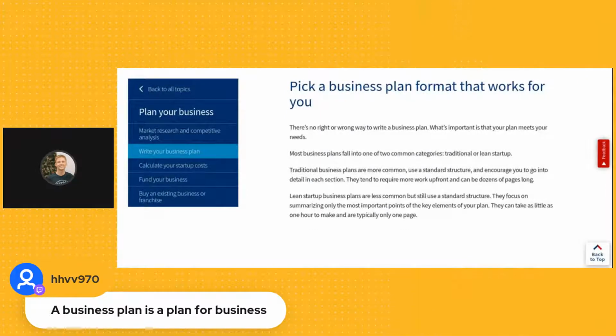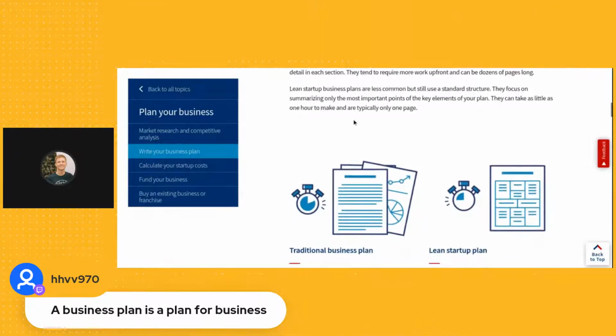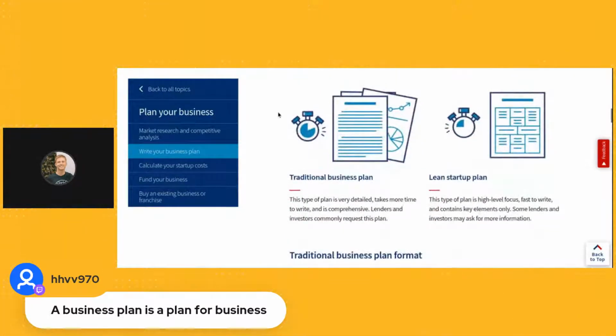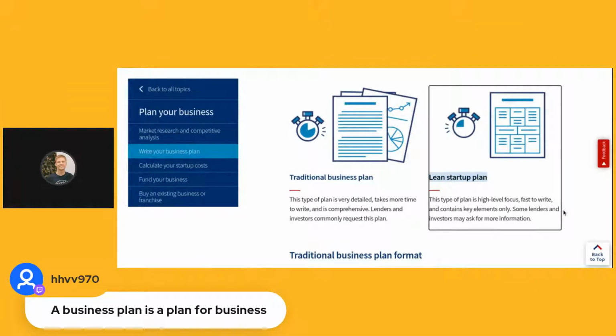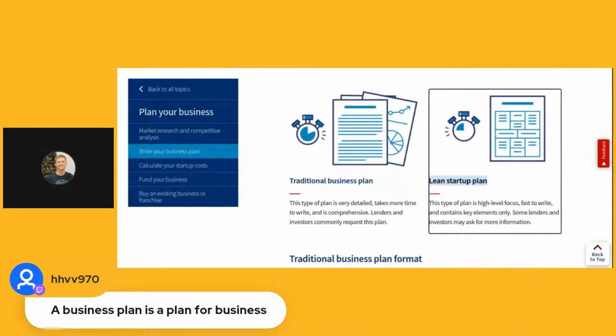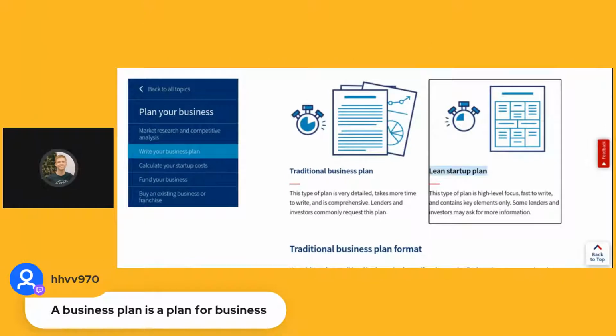And there's a few different types of business plans. So the most common is a traditional business plan, which uses a standard structure and encourages you to go into detail in each section, and requires a lot more work and tends to be longer. And there's also a lean startup plan, which is less common, but summarizes the key elements of your plan. And they can take as little as 1 hour to make and be typically only 1 page. So here's what the Small Business Administration says about those two types of common business plans. And today, we're going to be focusing on the lean startup plan, because it's something that we can do in a very short amount of time, like a hackathon level of time. 1 hour is within our range of time in a hackathon. And so I hope it'll be useful to you all with your projects.